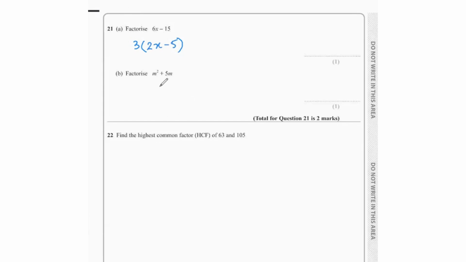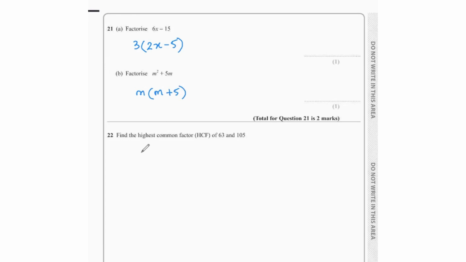Part B says factorize m squared plus 5m. Once again, we see whether we have any highest common factor between the two terms. And as you can see, m is common. So m bracket, m plus 5, is our factorized answer.